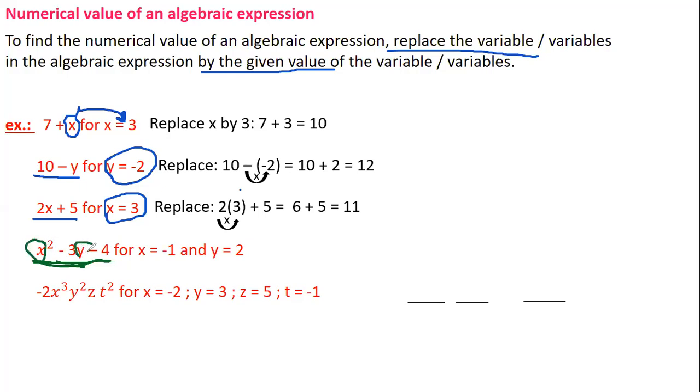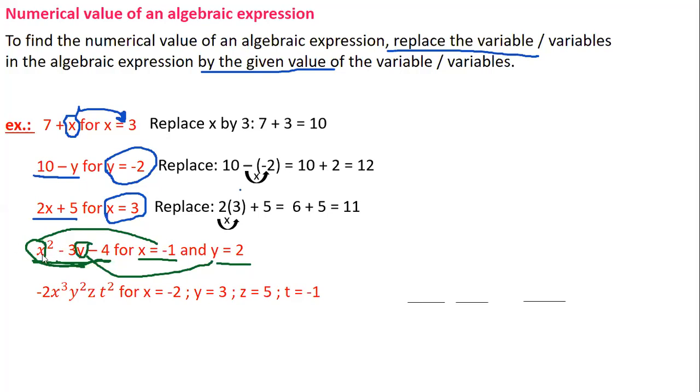So how many given values will we have? X equals minus 1, y equals 2. So we will replace x by how much, Maya? Minus 1. We will replace y by how much? 2. Okay, replace. Note, Maya, what is on top of the x? Exponent 2. Listen to me carefully. When the variable has an exponent, always replace it between parentheses.